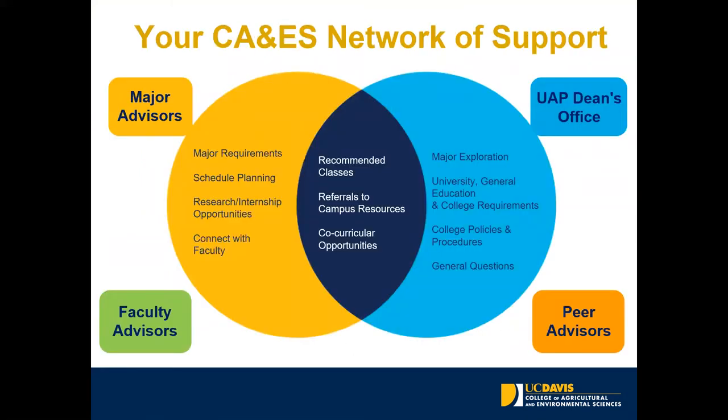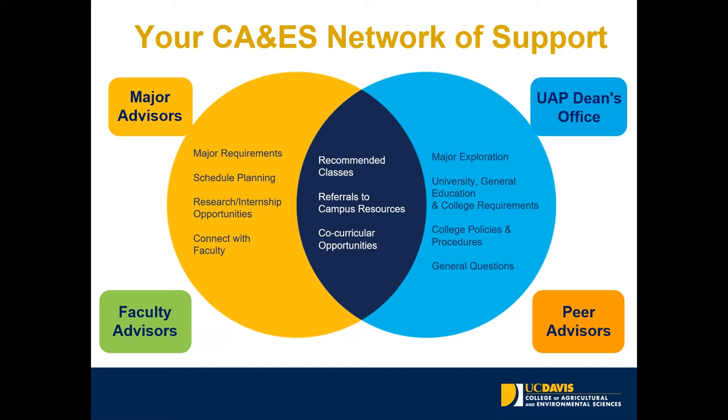As a student in the College of Agriculture and Environmental Sciences, you have a wide network of support, which includes major advisor, UAP Dean's Office, faculty advisor, and peer advisor. So I will be going over each of these components for today. Your major advisor can help you with major specific questions, such as what classes should I be taking? Or how do I get involved in the major? Or what type of internship or research opportunities are available in my major? They also know the faculty very well in the major, so they could definitely connect you to a faculty advisor if you're interested in an area and you want to get involved.